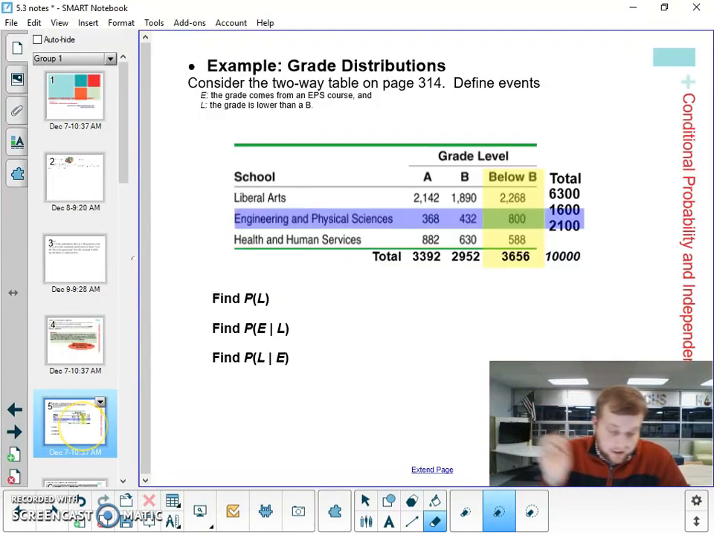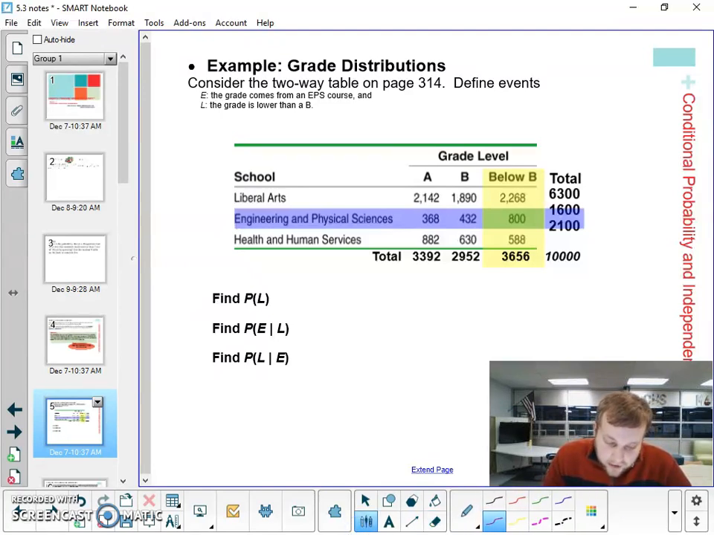Alright, so it says, consider the two-way table on page 314 in your books. Pull out your books. Just kidding, you don't need to. Define events. E is the grades come from an EPS course, so they come from engineering, physical science. And L is the grades lower than a B. So find the probability of L. The probability of L would be lower than a B, and that would be this.